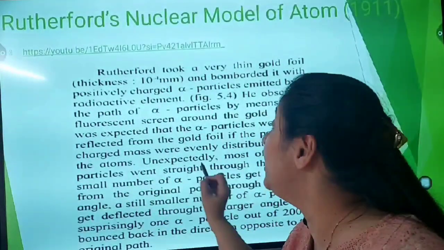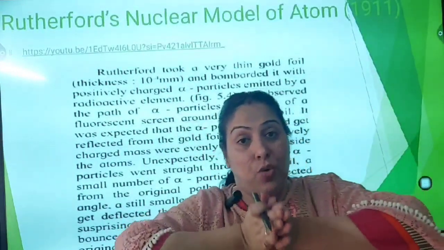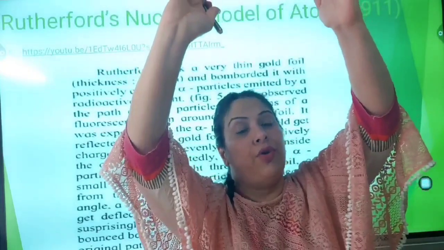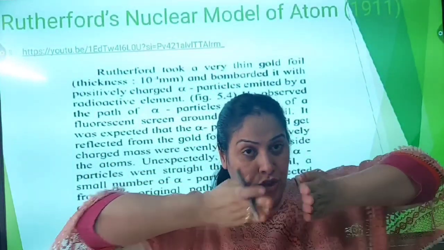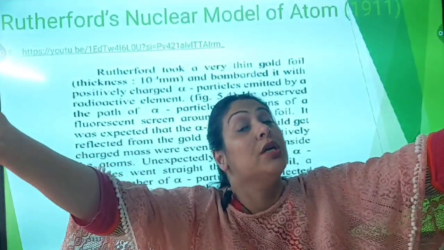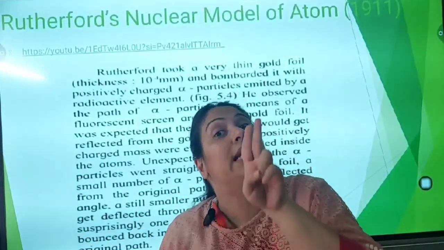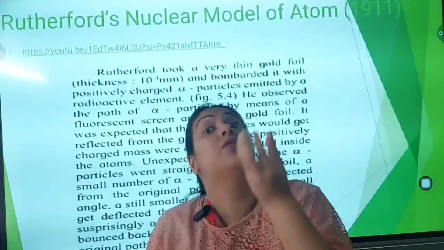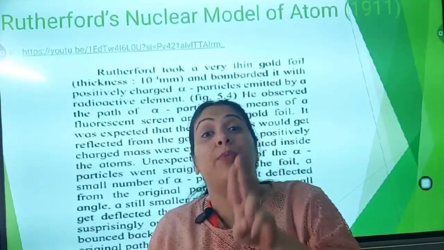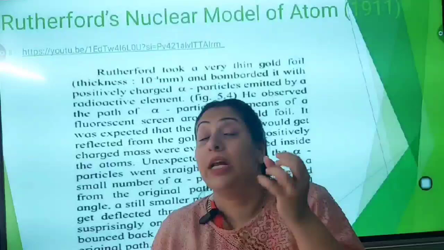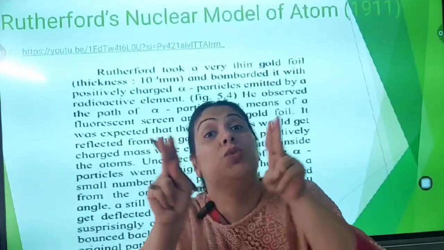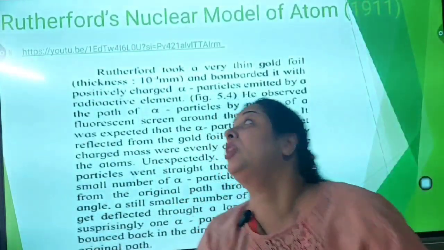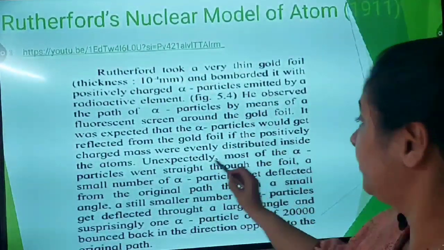Unexpectedly, most of the rays went straight, so there was no reflection, no change in direction. It just went through and through the gold foil. Ideally it should have been reflected because there were two like charges. Alpha particles were positively charged and the atoms were also positive. Like poles repel, so like charges would repel, they would reflect. But these particles went straight through and through the gold foil.